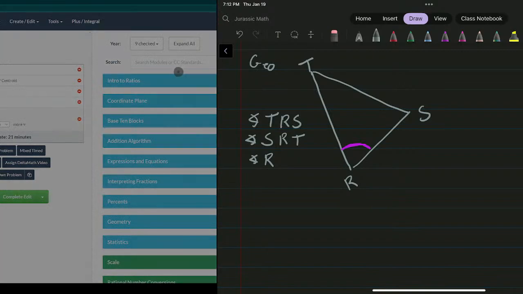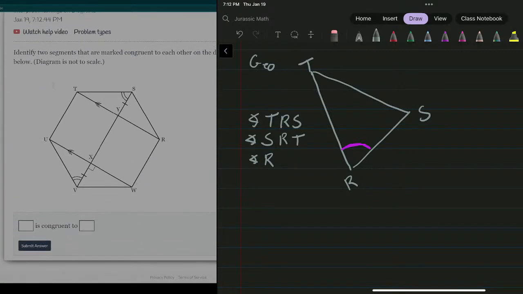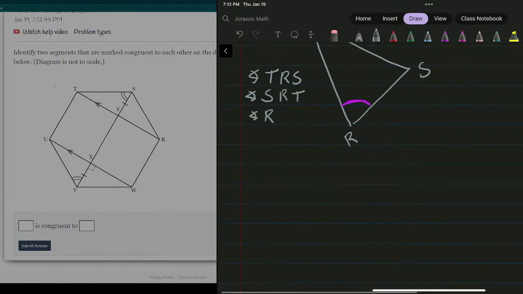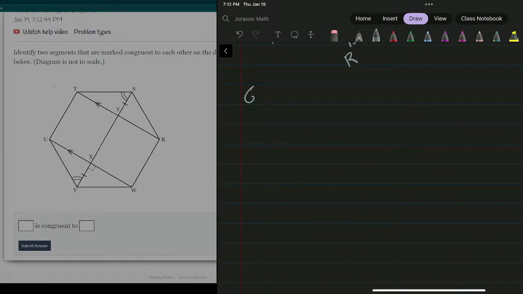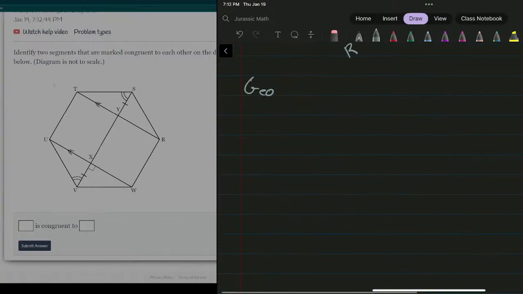And finally, the last question I'm going to go over for geometry today is identifying congruent segments. So this is a 1, 2, 3, 4, 5, 6 hexagon. So let's draw this beautiful hexagon. Definitely does not look like what they have.